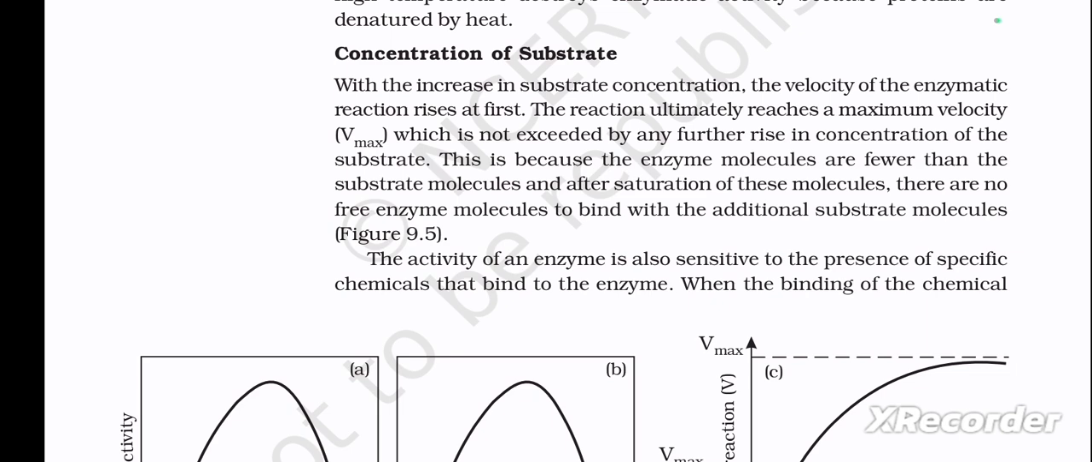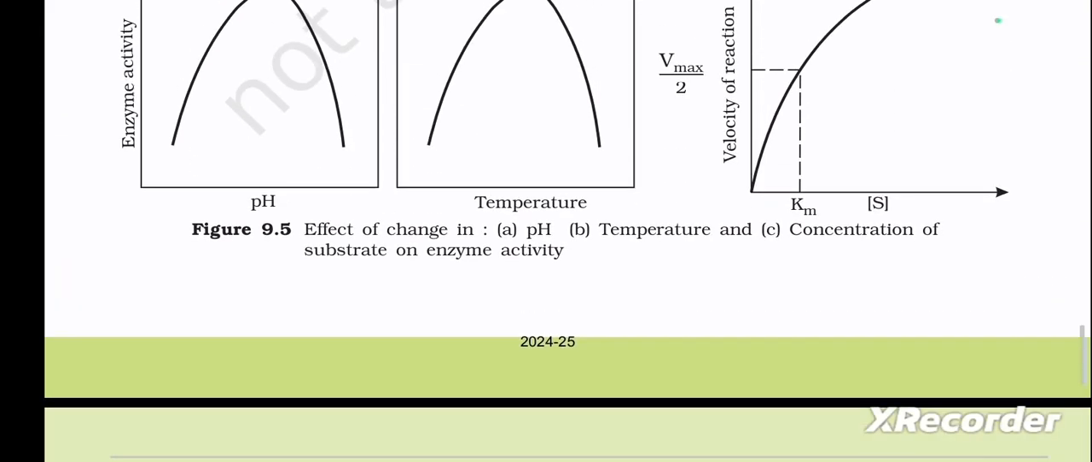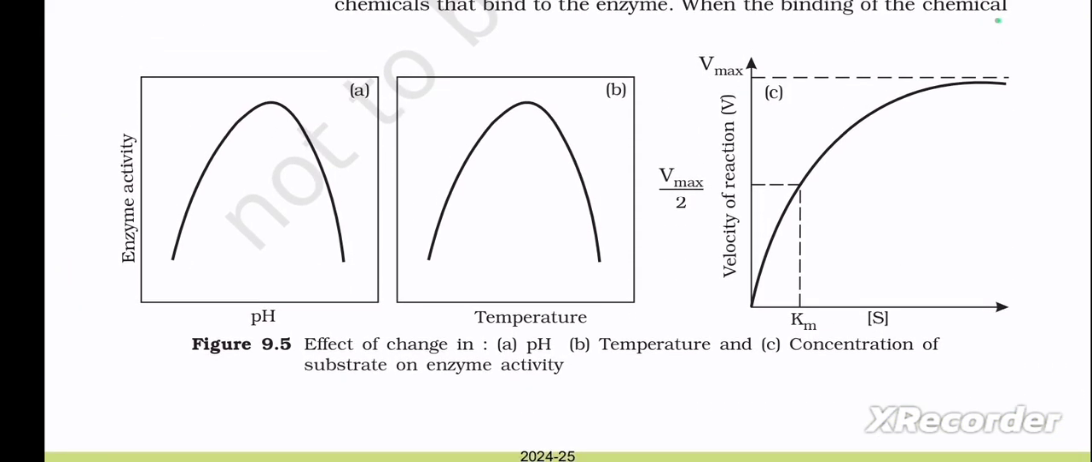The activity of an enzyme is also sensitive to the presence of specific chemicals that bind to the enzyme. When the binding of the chemical shuts off enzyme activity, the process is called inhibition and the chemical is called an inhibitor. Here they have given figure 9.5, the effect of change in pH, temperature and concentration of substrate on enzyme activity in 3 figures.